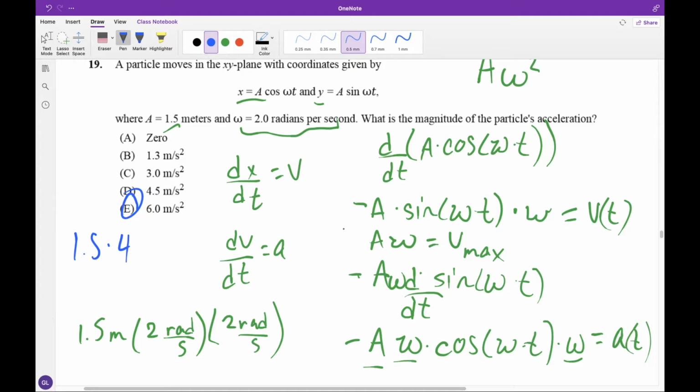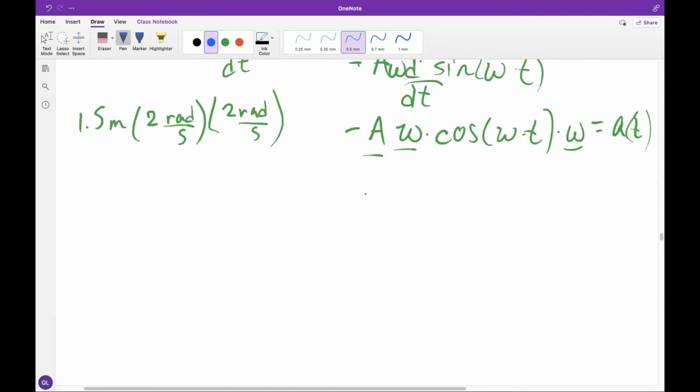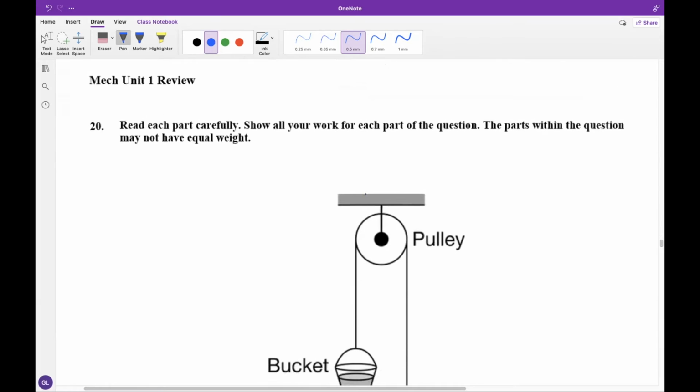So there's that one. Hopefully, even though this is an older question, we were still able to get a really important application here that starts to bring in harmonic motion or rotational motion and non-constant accelerations, where we got to take some derivatives and integrals. So that was 19. Let's go ahead and see a newer question here.